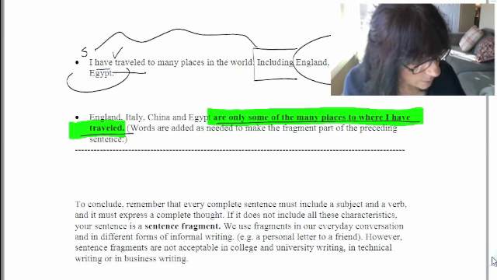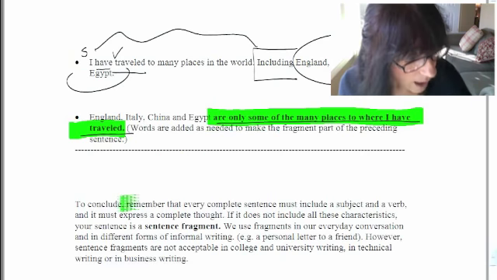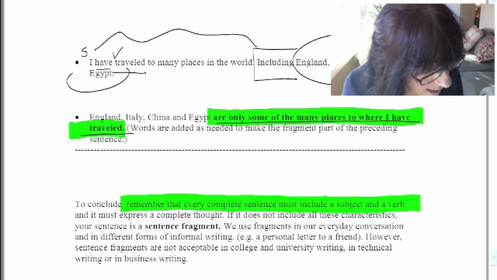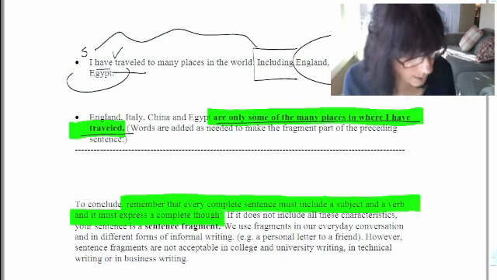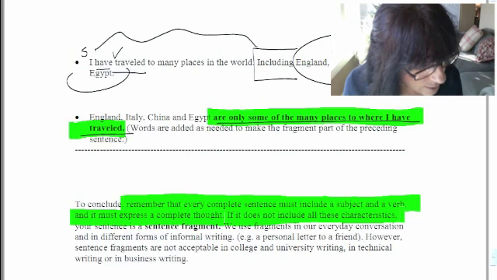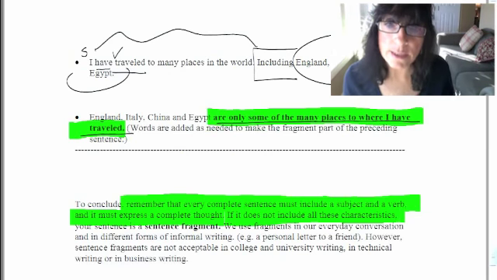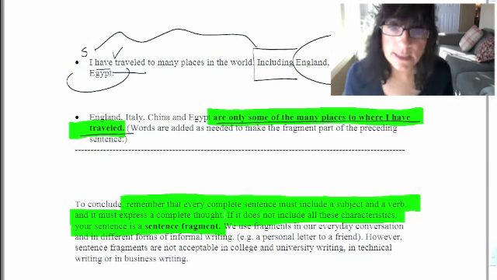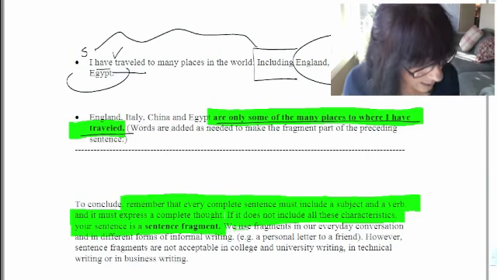So to conclude, a short conclusion, I would like you to remember that every single complete sentence has to have a subject as well as a verb, and it must express a complete thought. If it does not include all of these characteristics which have been outlined, your sentence is called a sentence fragment, and it is considered a major grammatical error.